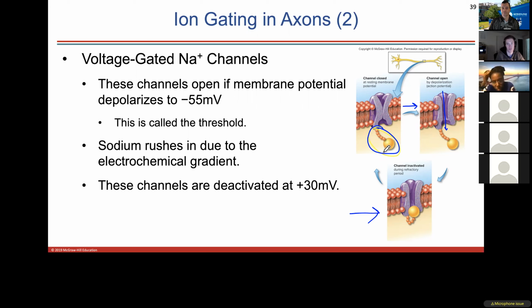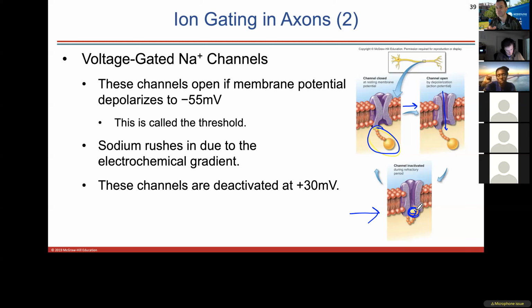It stops the sodium from coming in, which then lets the channel close fully. Once it's done, the little ball goes back up. Inactivation just refers to that ball and chain coming up and plugging the hole. That's all it does. Then it allows that sodium channel to reset itself.